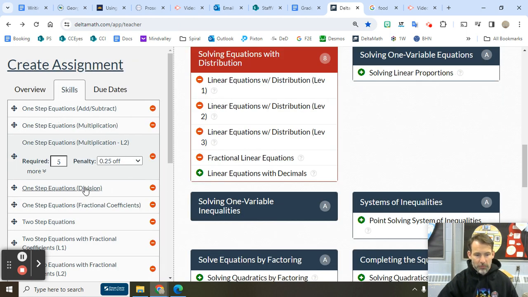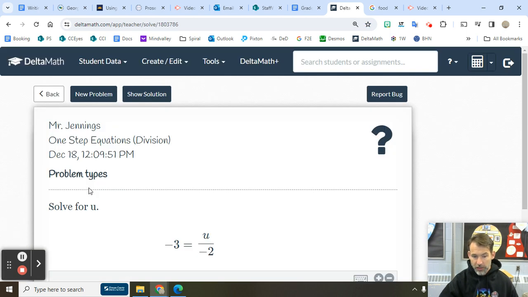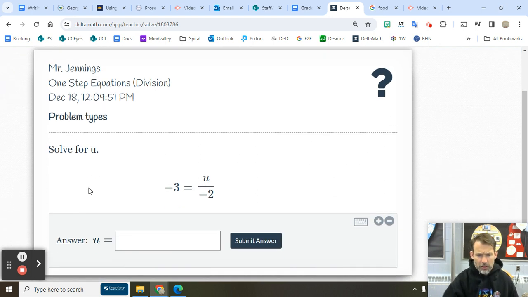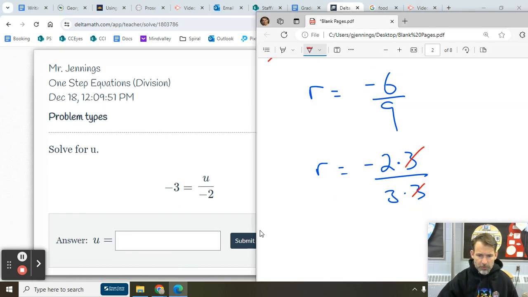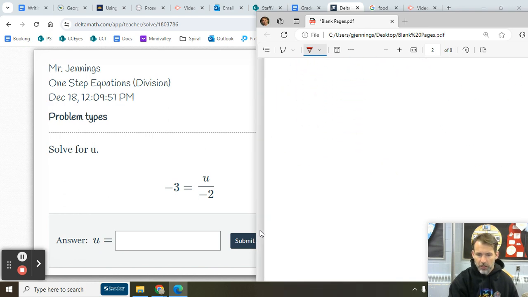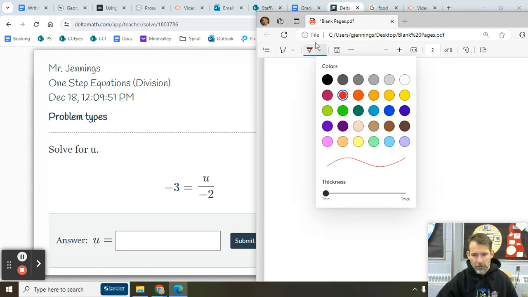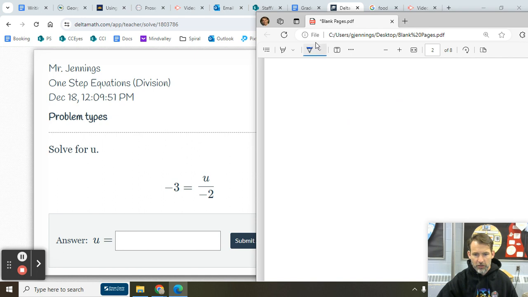So let's look at one-step equations with division. And these will be the same process, just backwards. So here we go. Our first step. Oh, I remember the first step, Mr. Jennings. The first step is I copy out the answer. Copy out the question. Good. So minus 3 equals u divided by minus 2.